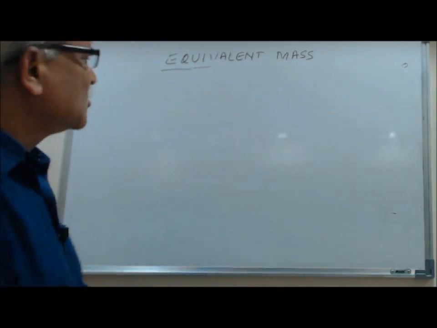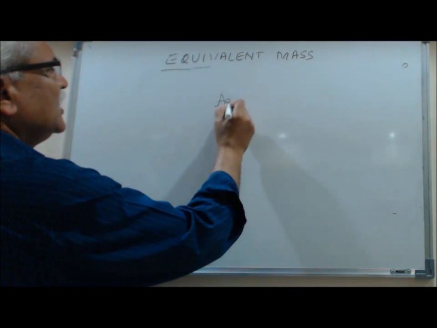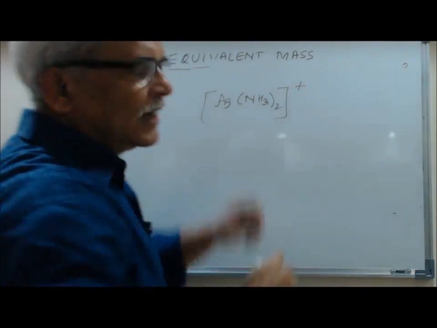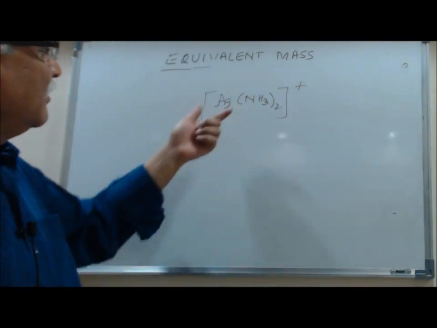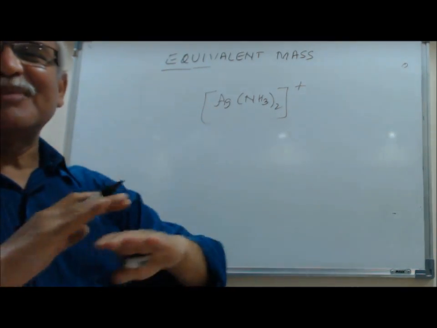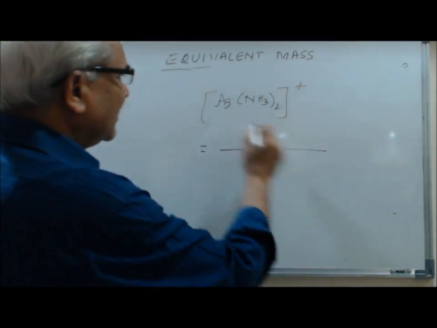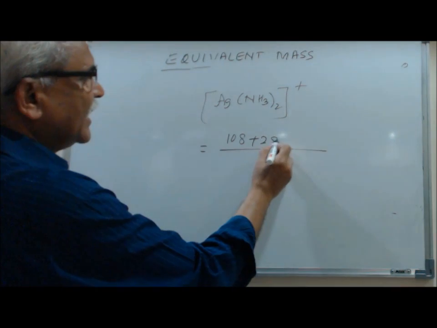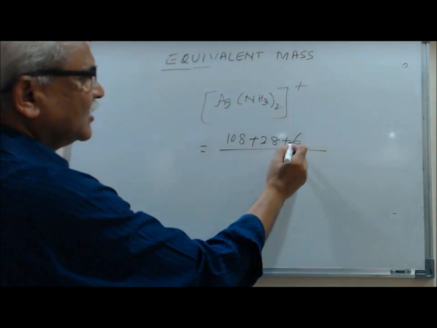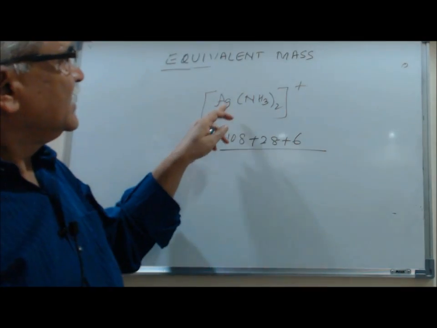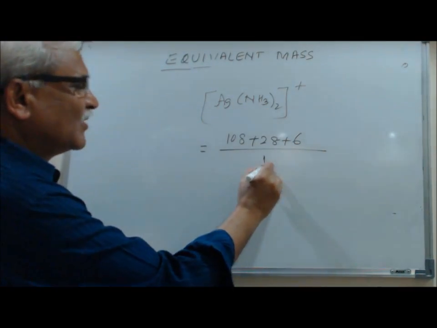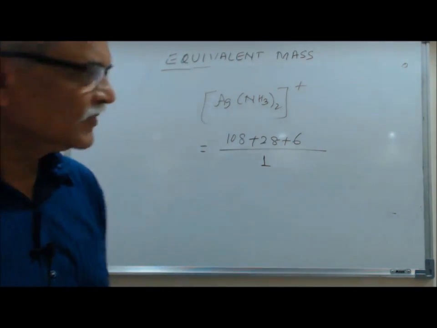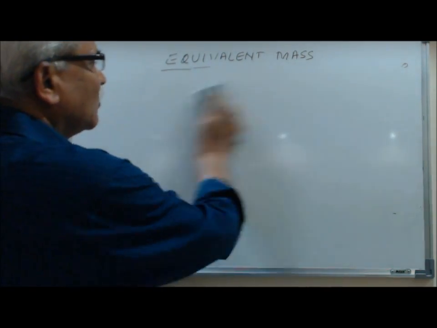Suppose we have a slightly complex looking ion, something like Ag(NH3)2 whole plus, this is a cation. What will be its equivalent mass? The formula remains same. Molecular mass, silver all of us know is 108 plus nitrogen is 14 into 2, 28, plus 1 into 3 into 2, 6. So this is the molar mass of Ag(NH3)2. How much charge? 1. So in this case again molar mass will be same as equivalent mass. Am I clear? So we have got the equivalent mass of ions.